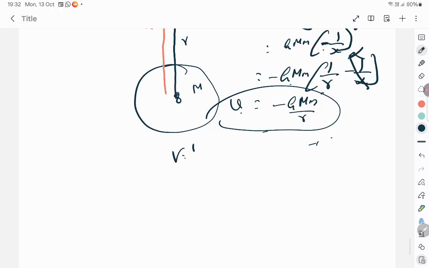And V is equal to W by M. In 10th standard you would have studied V is equal to W by Q. The potential is the work done to bring a charged particle from one end of the conductor to the other end of the conductor, electric current. Instead of this, put V is equal to W by small m. Then one of the m will get cancelled. The potential will be minus GM by r.